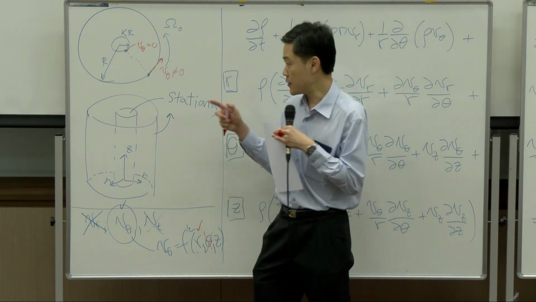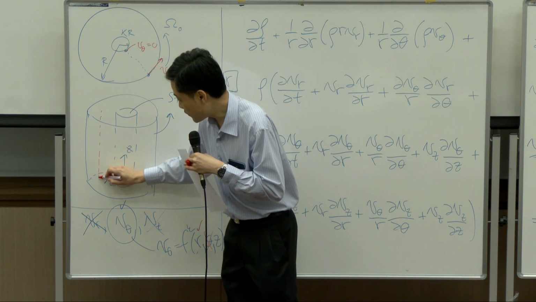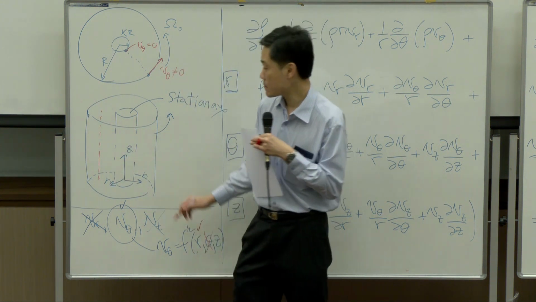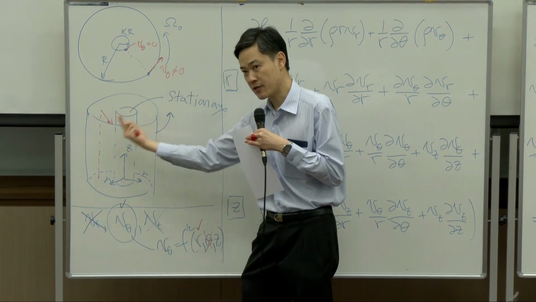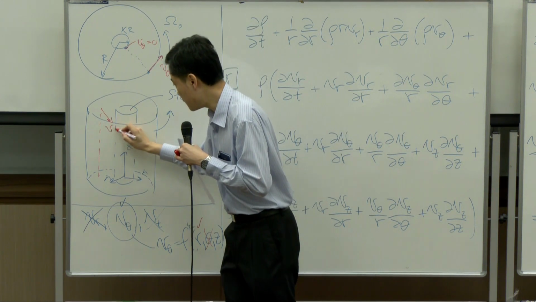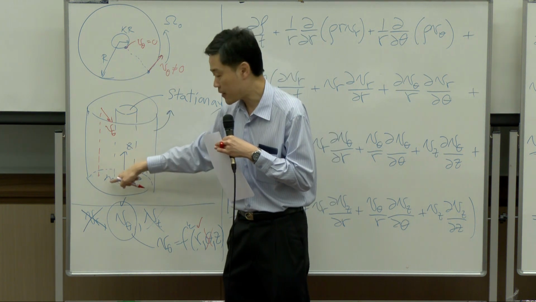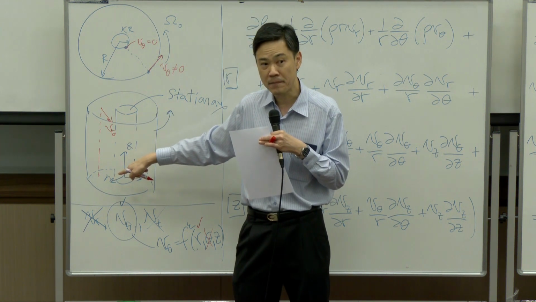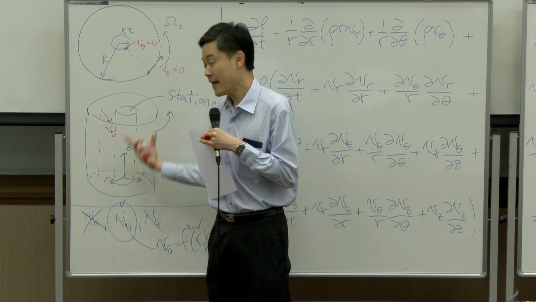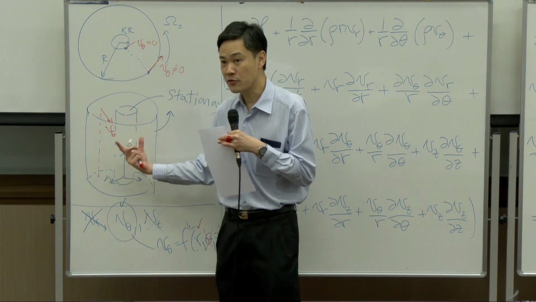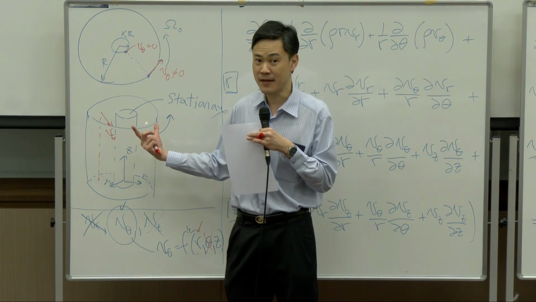Now, if you consider the whole system, then this is going in the z direction. This is V theta going in this rotating direction. So this is V theta at large z. V theta at the bottom, are they the same? If you think that the bottom plate also rotates with the tank, then would they be the same?